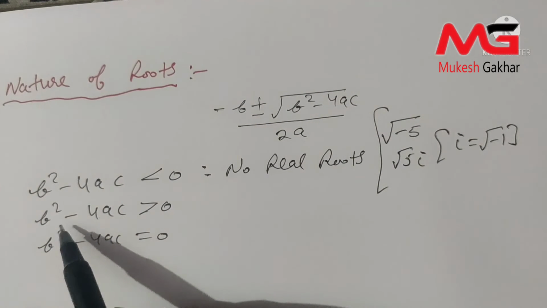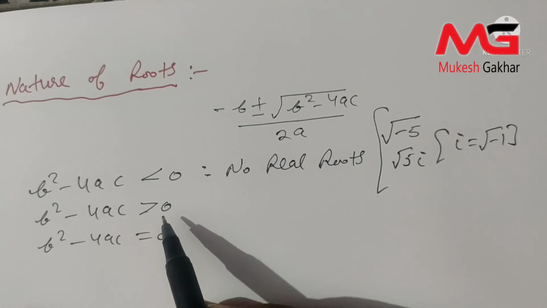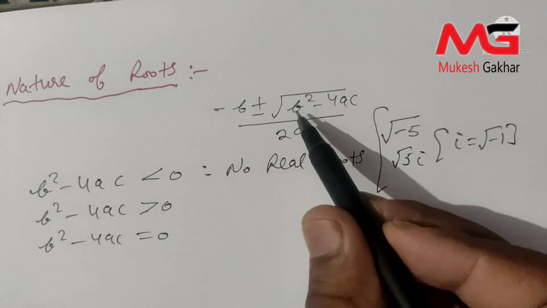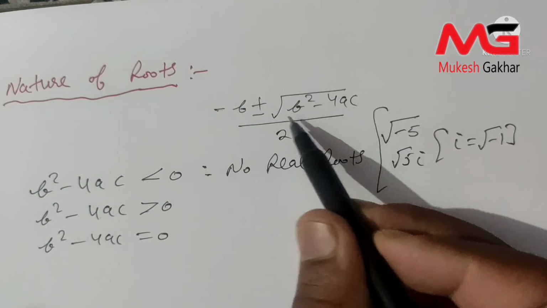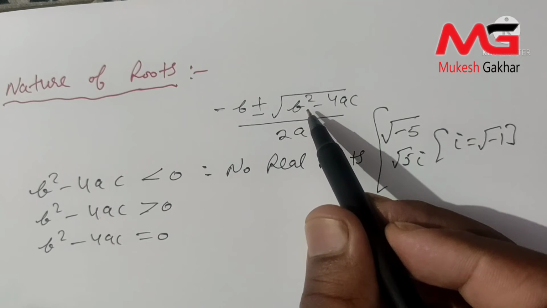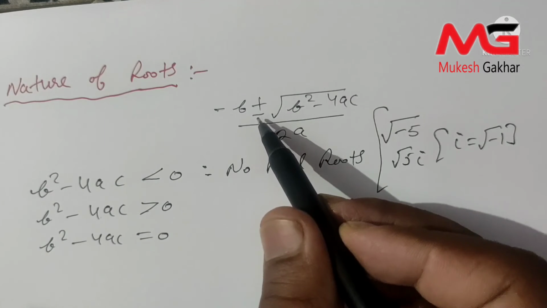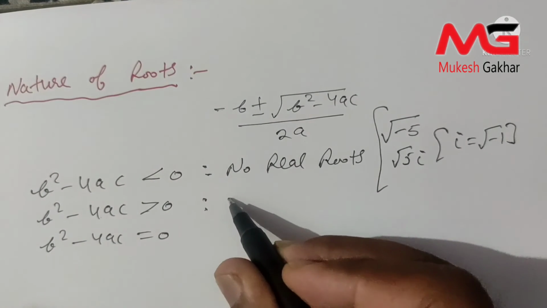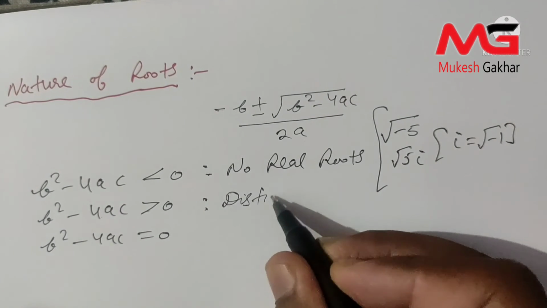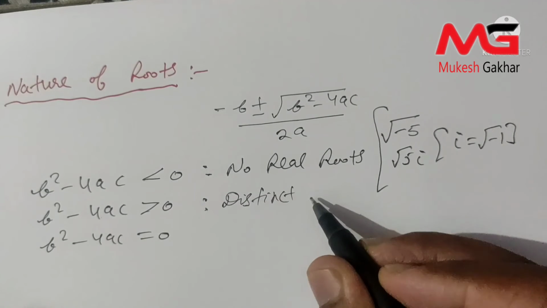Now next one is b square minus 4ac greater than 0. When you will put this value here in quadratic formula, you will get two answers. One will be positive and one will be negative. Then you can say that distinct real roots.